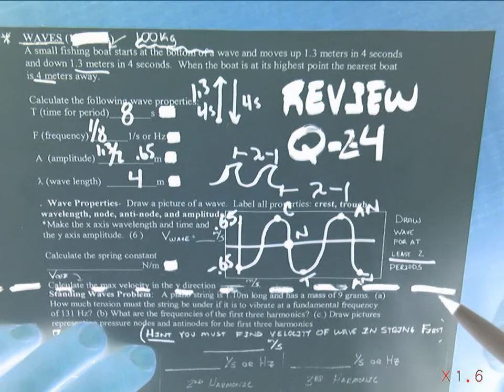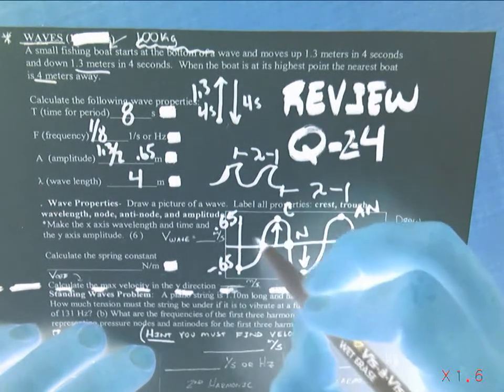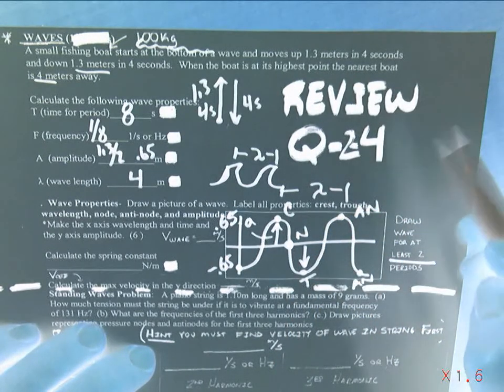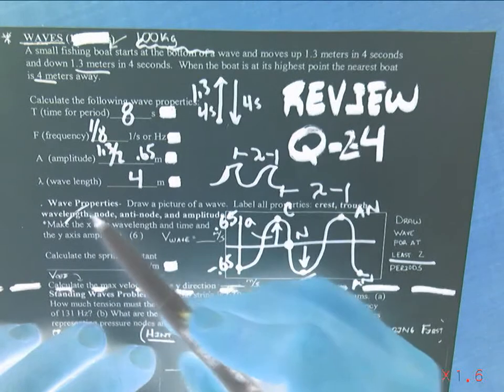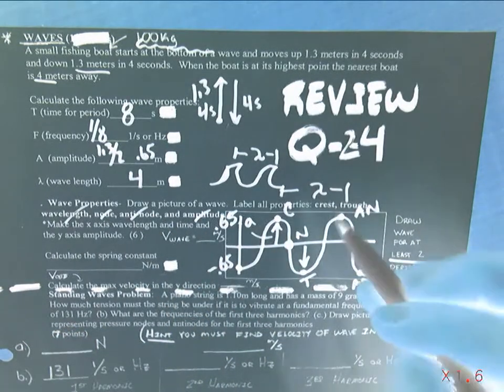There was 3 places I could have labeled it. X to the crest, X to the trough. That is the amplitude. So I think I got everything there. I got wavelength, node, antinode, and amplitude. I think I probably did more than I needed. Oh, crest and trough.